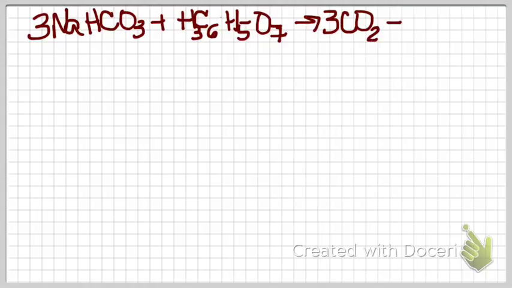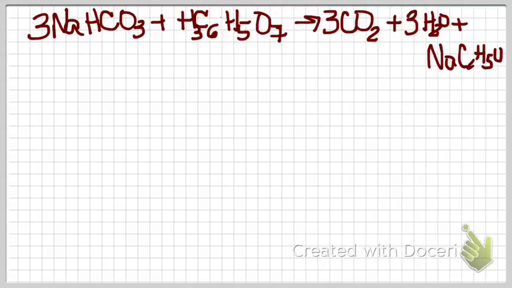carbon dioxide bubbles, and then some extra water, and then it gives off this other product, Na3C6. Okay, so there's our balanced equation.